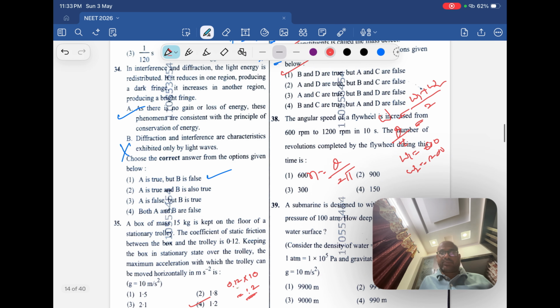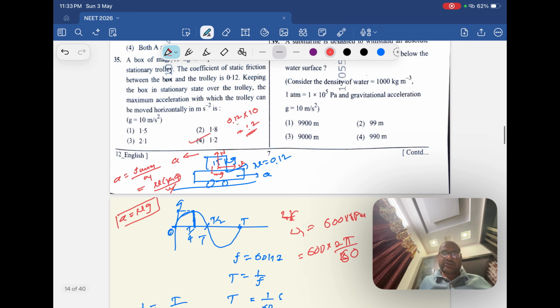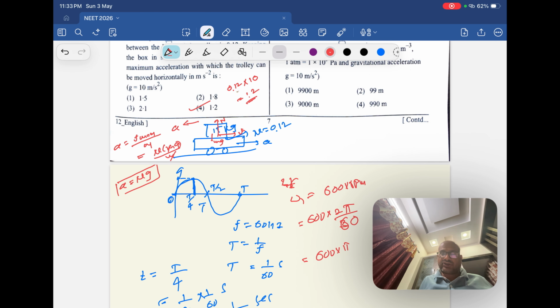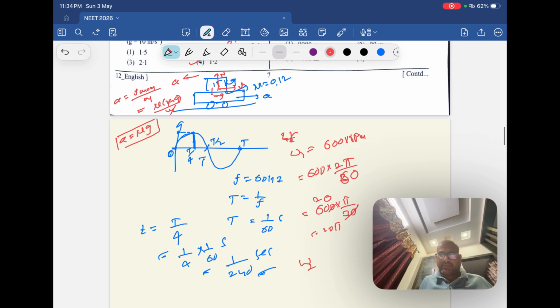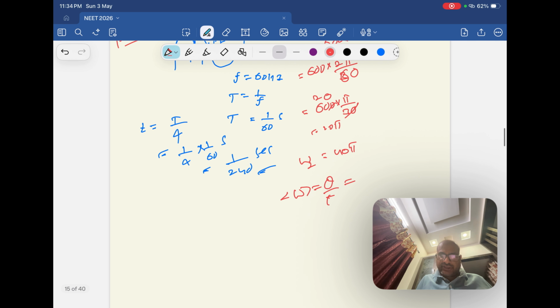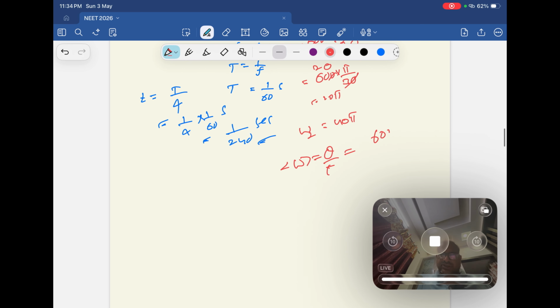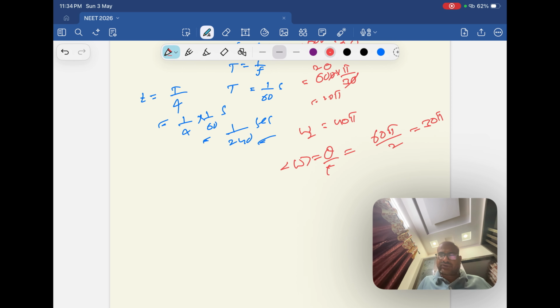Omega 1 is 600 rpm, rotations per minute. One rotation means 2 pi radians, per minute means 60, so pi by 30. So 600 into pi by 30 will be 20 pi radian per second, which is the initial angular velocity. Double, no? This will be 40 pi. So what is the average angular velocity? Angular displacement by time, which is equal to the average value, omega initial plus final by 2. 20 plus 40, how much? 60 pi by 2, which is equal to 30 pi.